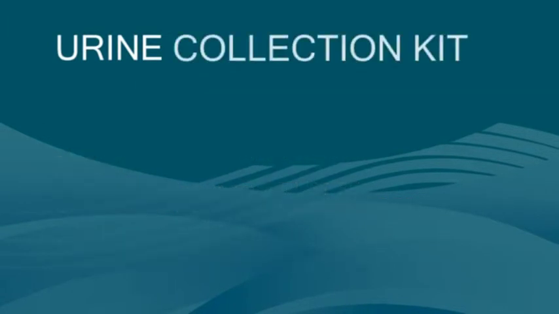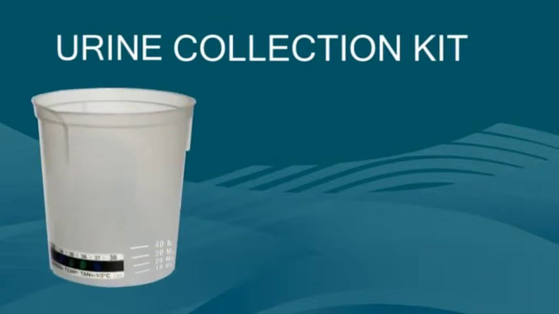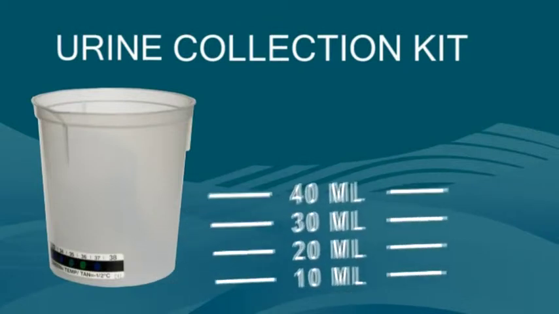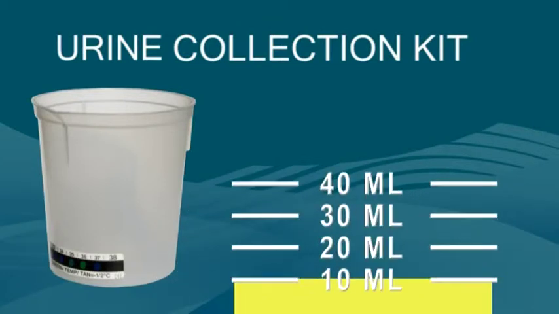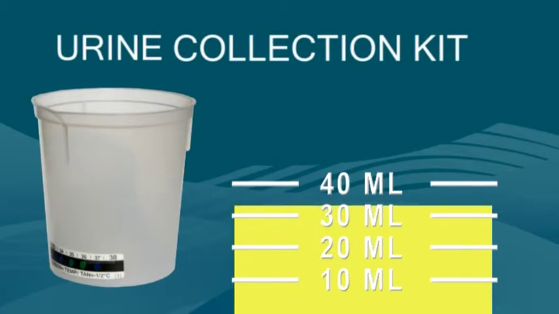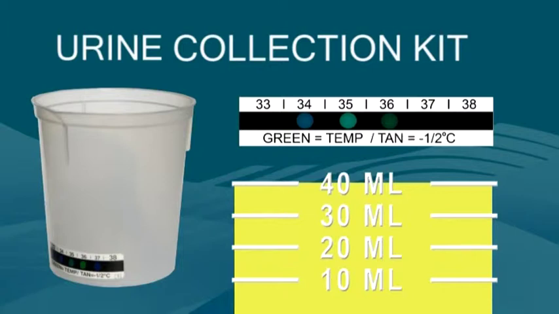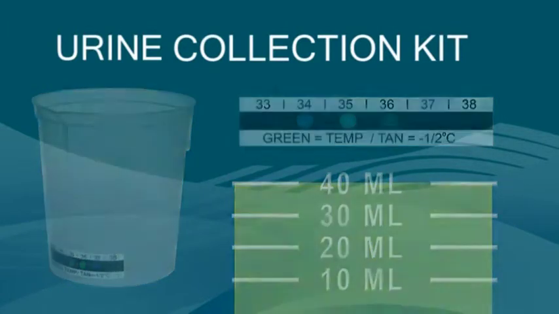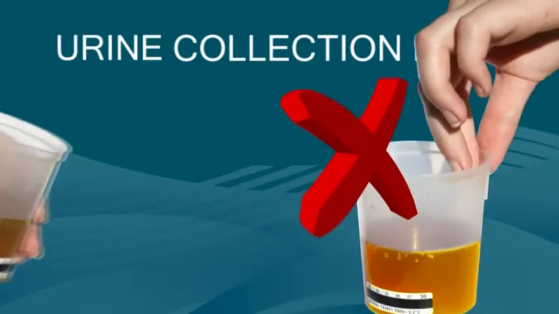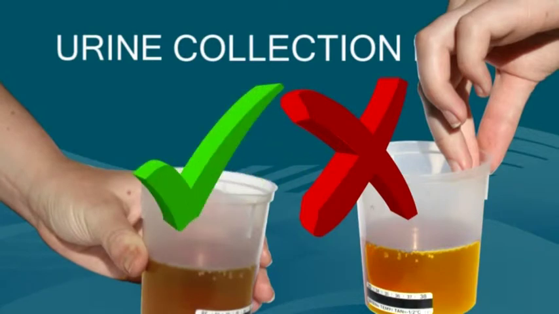The collection kit for urine back-to-lab samples comprises a collection cup with a volume indicator and temperature strip. The volume indicator ensures you can see immediately that you have sufficient sample. The temperature indicator tells you that it is freshly voided. You must always be careful not to put your fingers in the cup, as you could be accused of contaminating the contents.